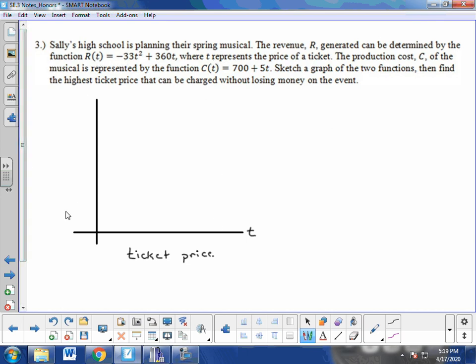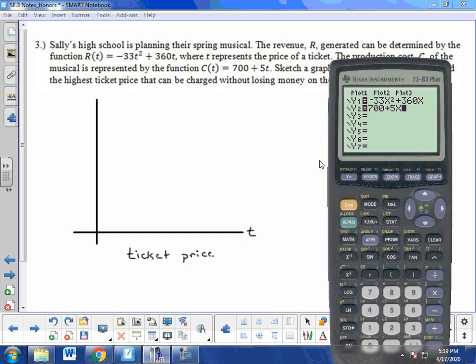If you want to label this as revenue slash cost, you can, but you don't necessarily have to. We're actually going to label our graphs as we come through. So if I go ahead and graph this, setting up the calculator is the important part here.